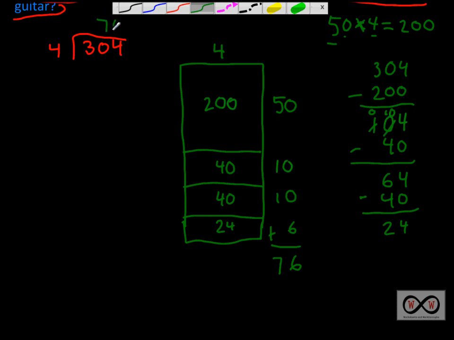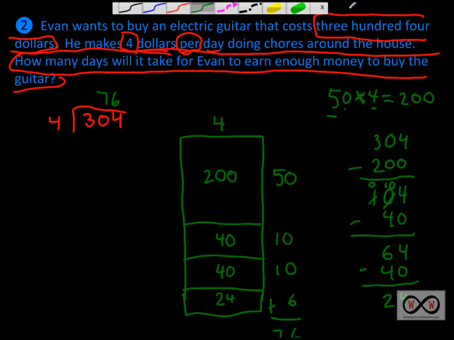76 times. So in other words, back up to Evan up here. Evan had a guitar he wanted to purchase for $304. And he made $4 per day doing chores around the house. And it would take him 76 days. So there's the answer to the question. How many days? Well, it would take Evan 76 days to earn enough money to buy the guitar.